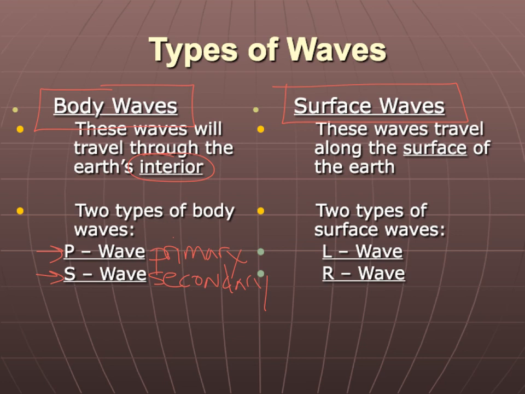The second broad category of waves is surface waves, and those are ones that were discovered more recently, and they simply travel along the surface of the Earth. These are going to be the ones that cause the most damage because, quite simply, we live on the surface. And when surface waves come along, they can disrupt buildings, streets, foundations, and infrastructure. Two specific types of surface waves are the L wave and the R wave. This stands for the Love wave and the Rayleigh wave, named after the two seismologists that first recognized them from seismograms.